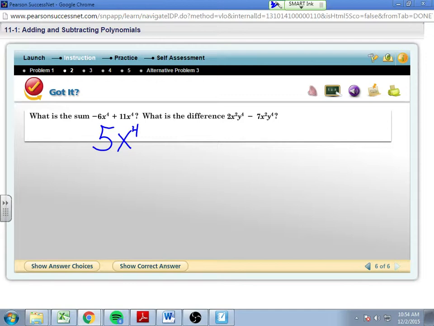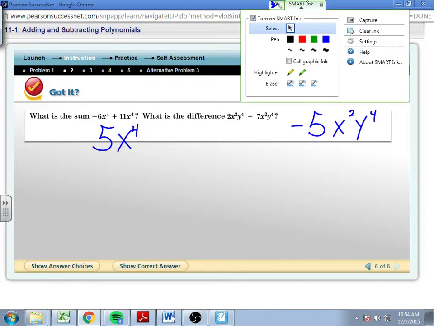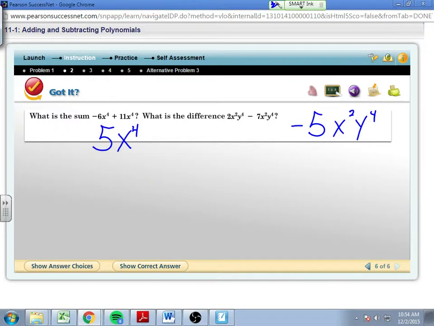Okay, Emily, did you have your hand raised? No. Okay. So when we move on to the difference, 2x squared... -5x squared y to the 4th. Grant already gave it to us. But yes, -5 and then x squared y to the 4th, because we identify first that they are like terms and then just combine the coefficients. Any questions for all of part 1 or part 2? Okay, that makes sense. Time to step it up.